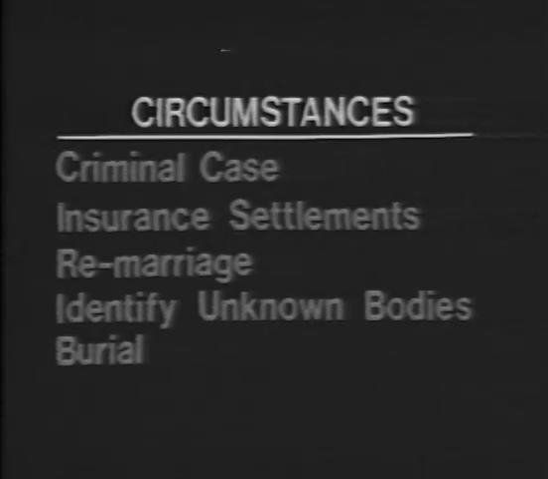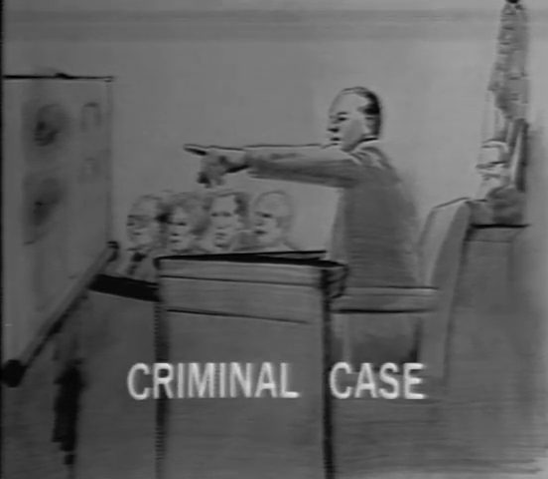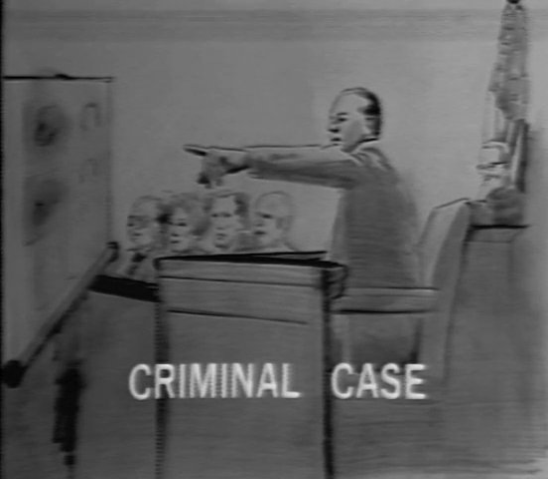There are a variety of circumstances which require the correct identification of human remains. These circumstances include criminal cases, insurance settlements, remarriage, identification of unknown bodies, and burial. Evidence in a criminal case may be dependent upon positive identification of the victim and establishment of the victim's relationship to the suspect.